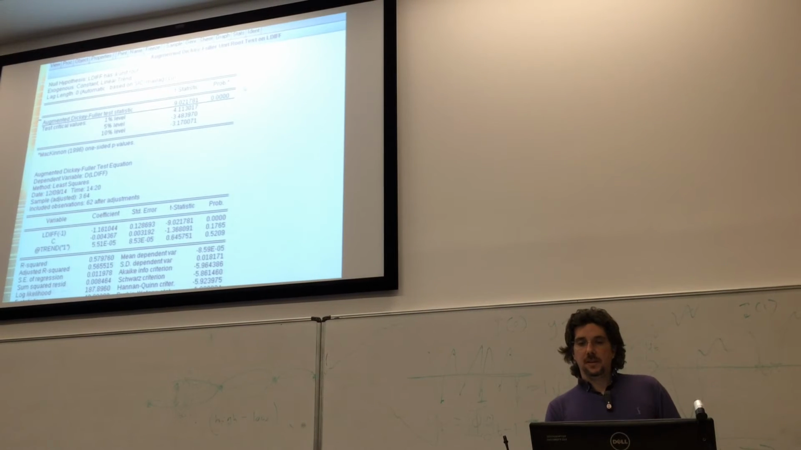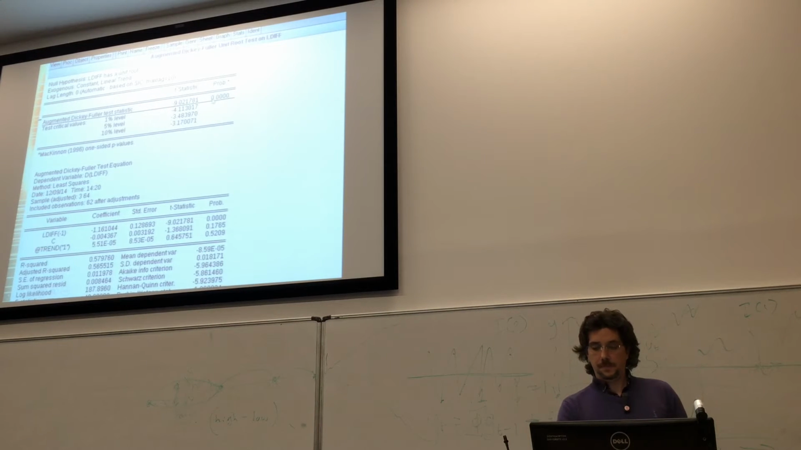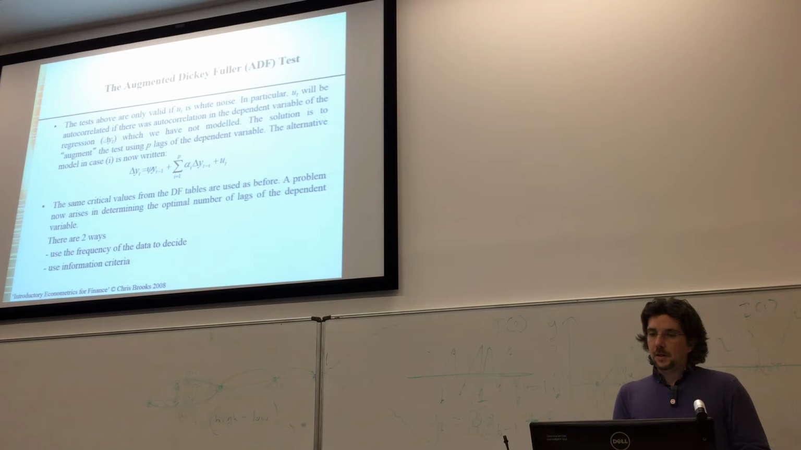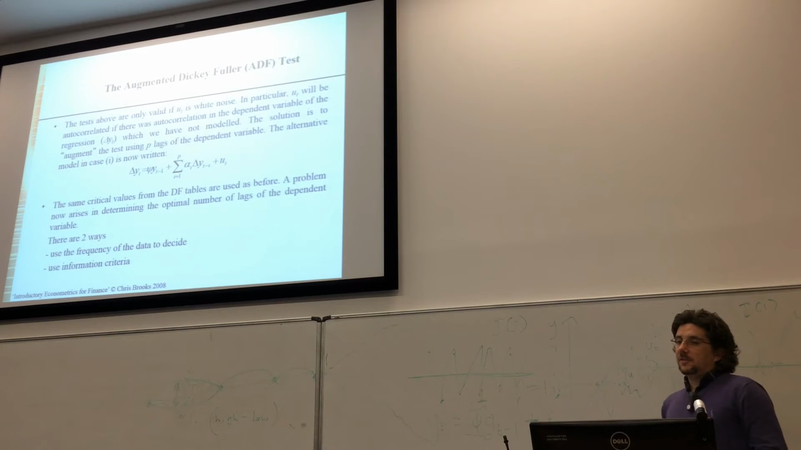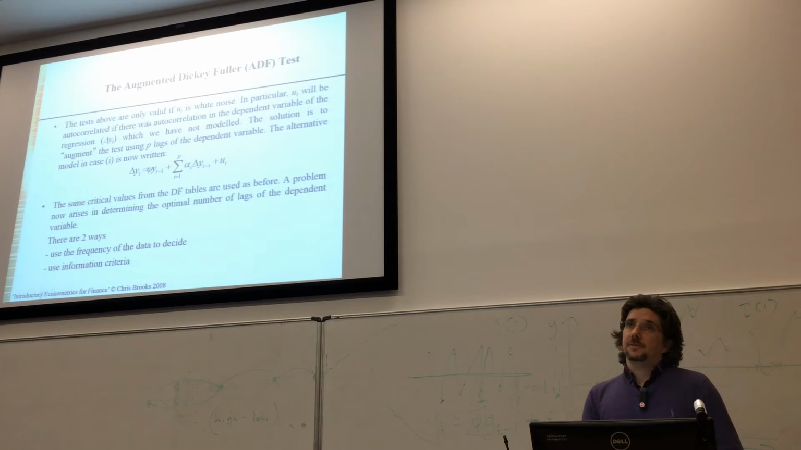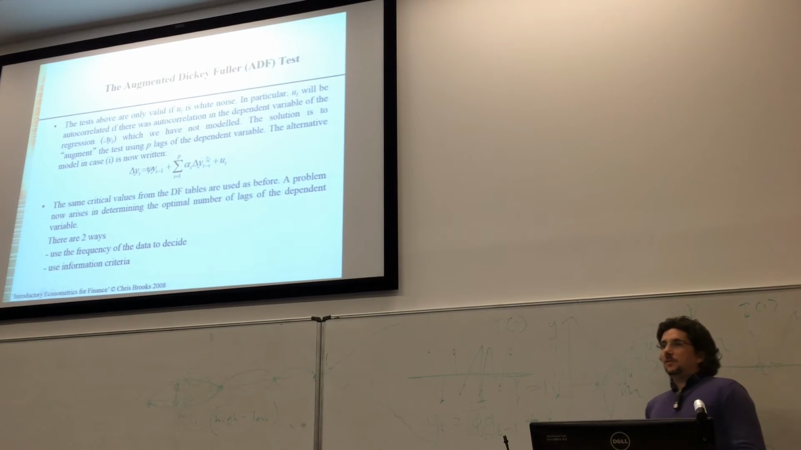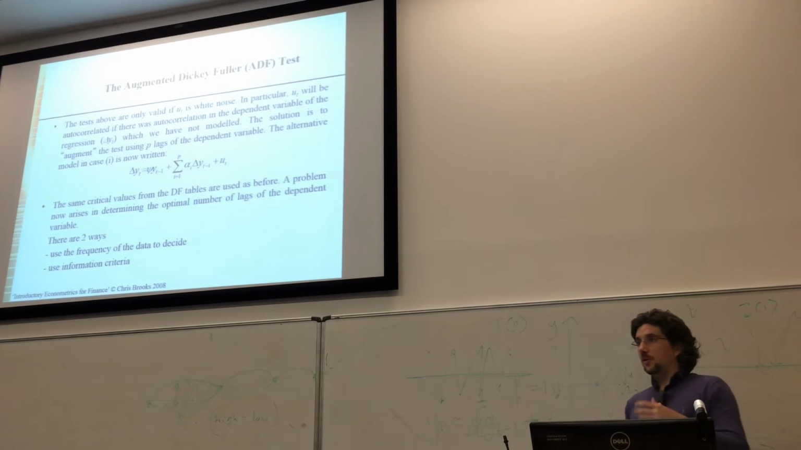Okay, so in this case, we can reject the null of a unit root when we use the log differences. So there's an augmented Dickey-Fuller test, and basically all that does is it adds in lags of this difference term, this delta y of t. It adds in lags of that through time. Okay. If you don't do that, your residuals will be autocorrelated.